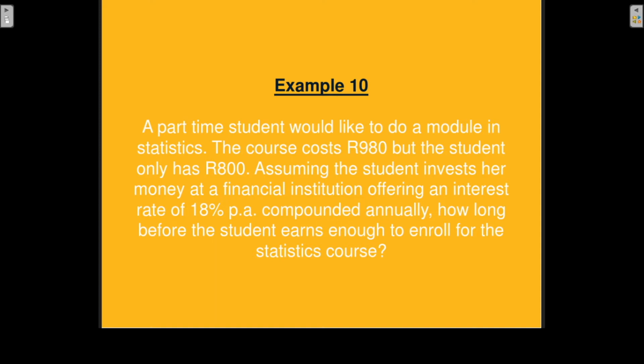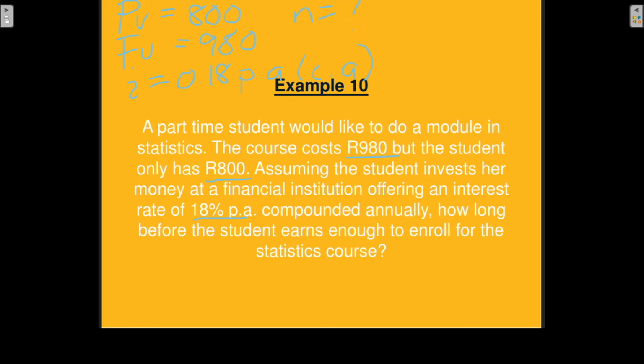Okay, so what we have here is the future value, the amount of money that she needs, the present value, the amount of money that she can invest, and then the interest rate, 18% per annum compounded annually. And we would like to find the value of n. So we have the present value, 800 rands, the future value is 980, the interest rate is 18% per annum compounded annually, and we would like to know what is our n.